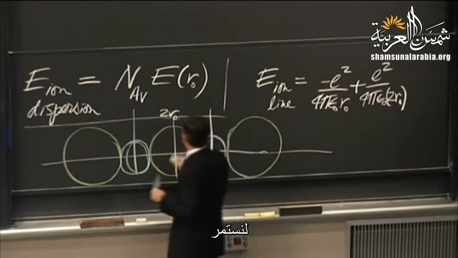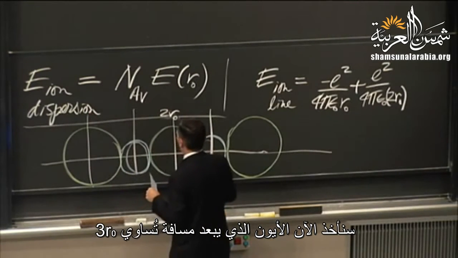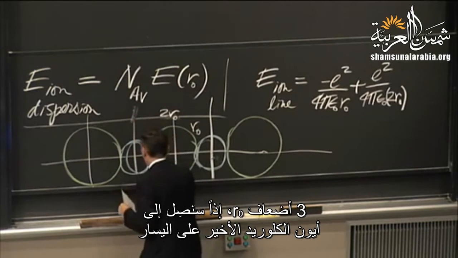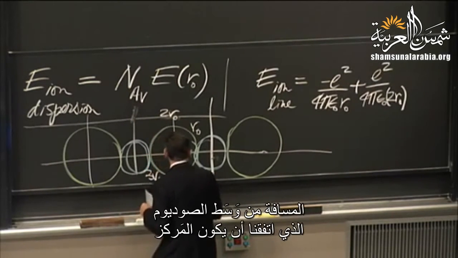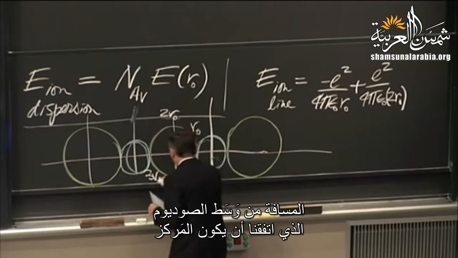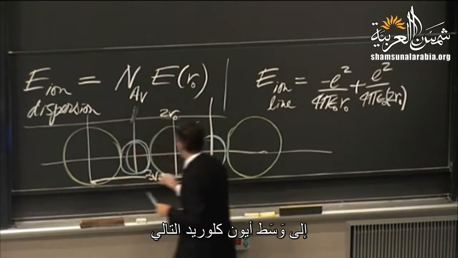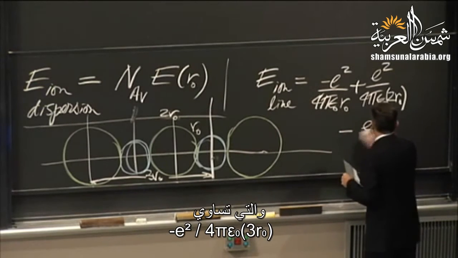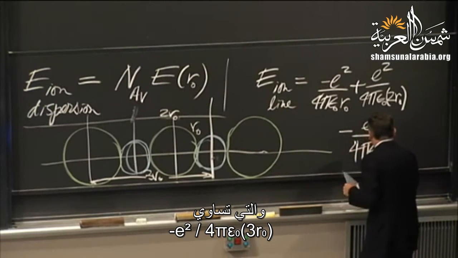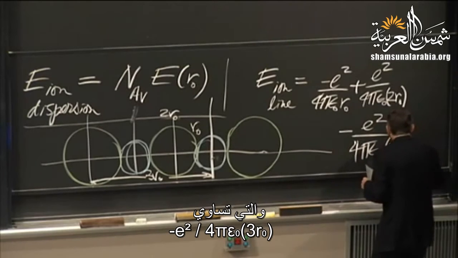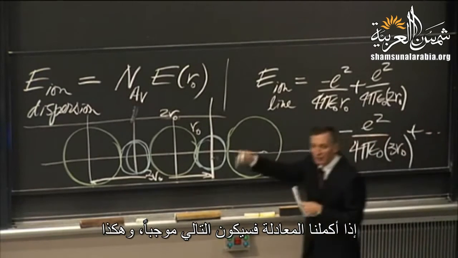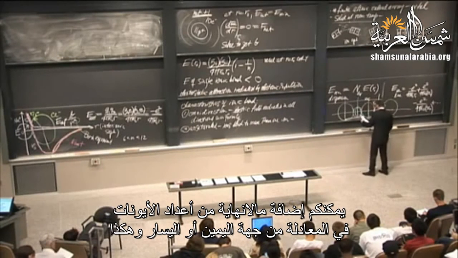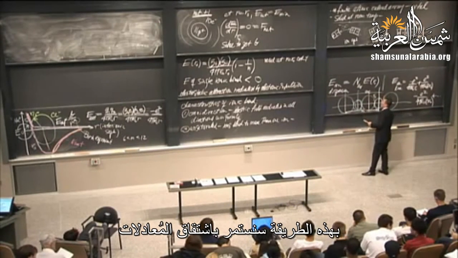And let's keep going. Now let's go 3 r naught away, so 3 times r naught gets me out to the chloride over here. That will take me from the center of the sodium to the center of the next chloride, and that's going to be attractive. So that'll be minus e squared over 4 pi epsilon 0 times 3 r naught, plus, etc. So you see how this goes. You go all the way out, you add them all up, and you go the other way, and so on and so forth. So that's how the derivation goes.